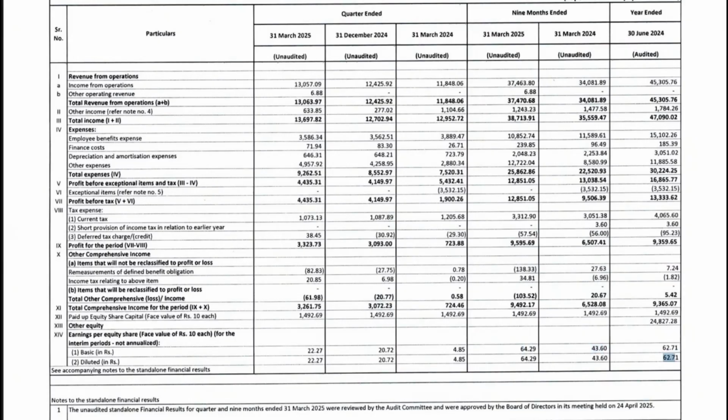So this EPS for the entire year, for the last financial year, is given as 62, but in reality it is 82 to 84, somewhere in that range, and this year will end somewhere in that 84, 85, 86 rupees as well.